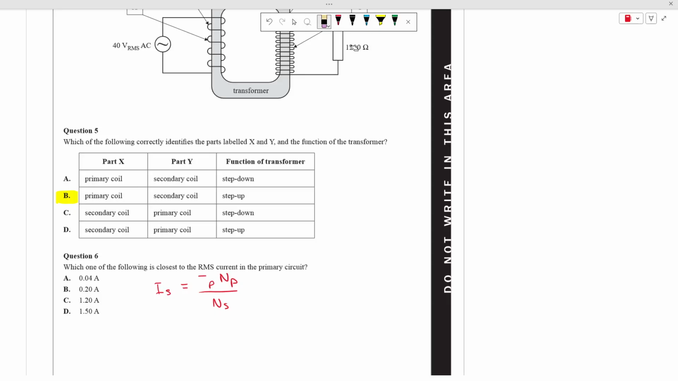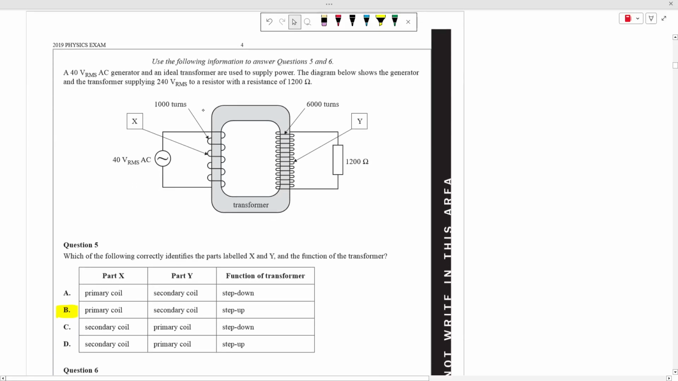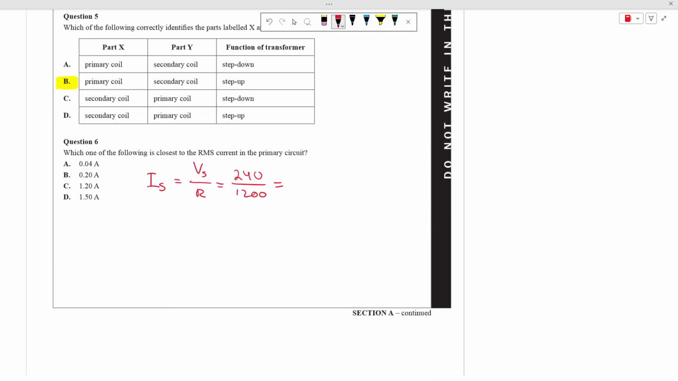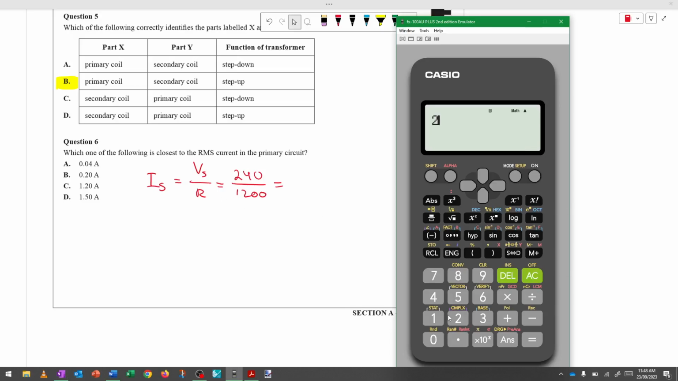Hang on, no, we're not doing that yet. That won't help us, because I don't know what the primary current is. We're trying to work out the secondary current using the values of the voltage and the resistance on the other side. So we've got voltage and resistance over there on the secondary side. So current in the secondary is voltage in the secondary divided by that resistance. There's 240 volts divided by 1200 ohms. And so that's equal to, quick calculation, alright, 240 over 1200, whoa, too many zeros, 0.2.